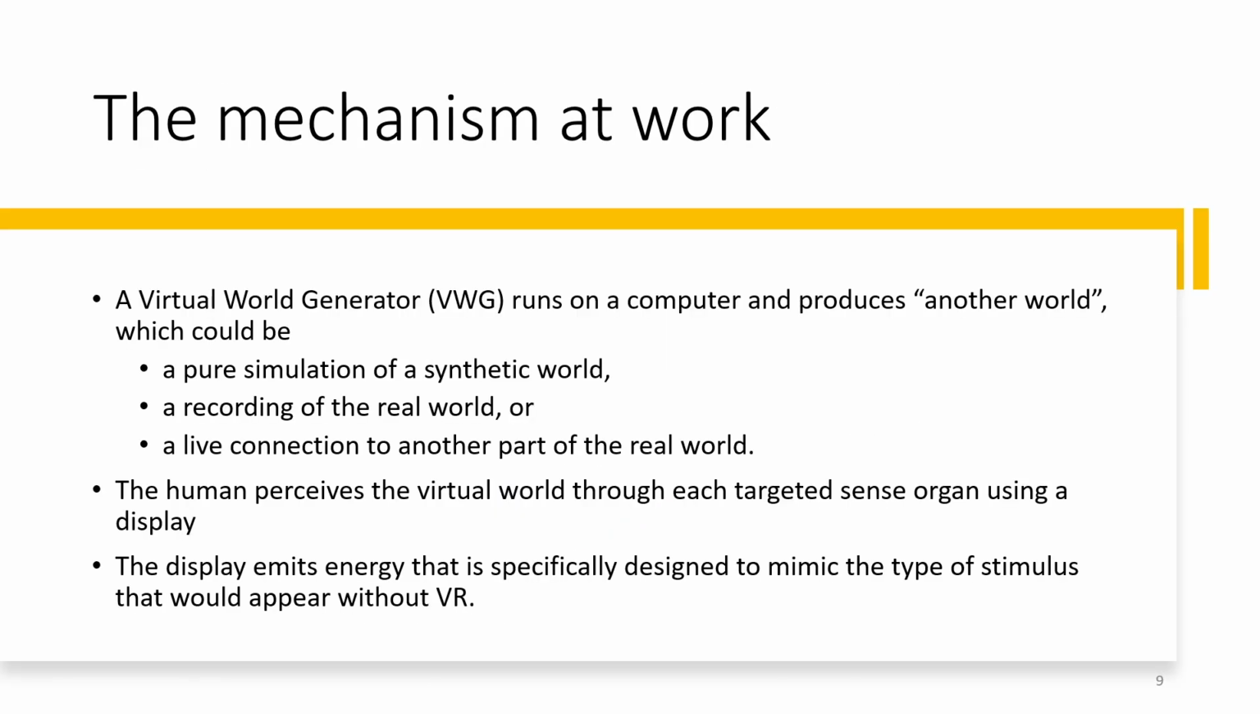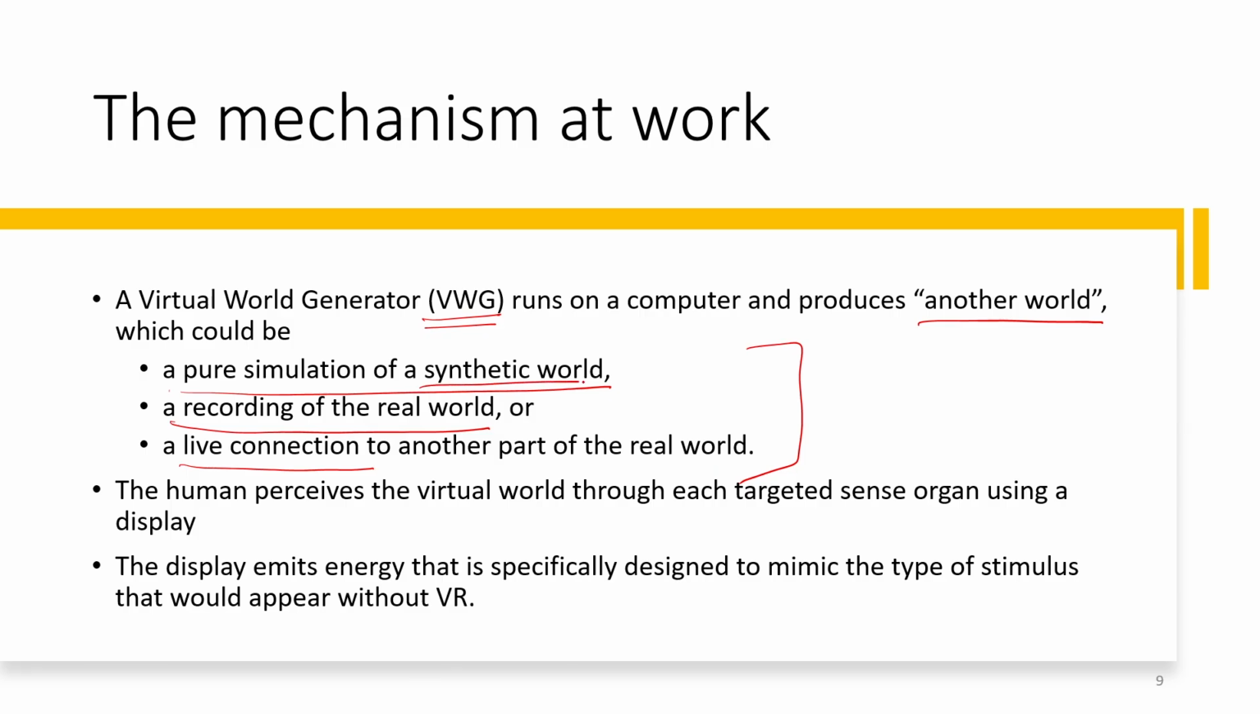So, what is the mechanism at work? Well, a virtual world generator, which we can now call VWG from here on, runs on a computer and produces another world, which could be a pure simulation of a synthetic world, a recording of the real world, or a live connection to another part of the real world. So, all of these could be virtual worlds that are generated by the virtual world generator.